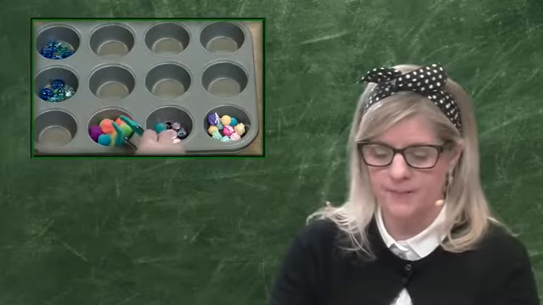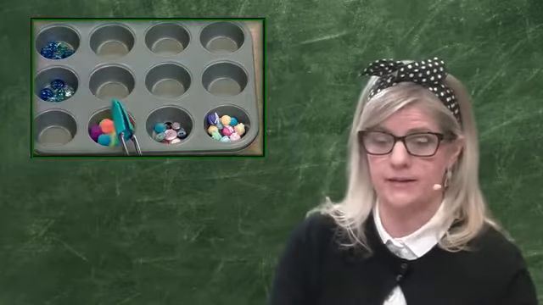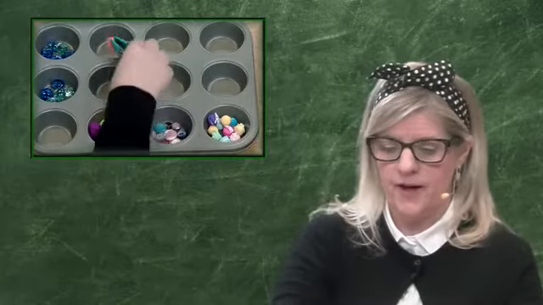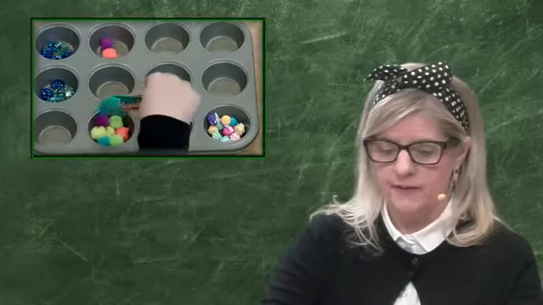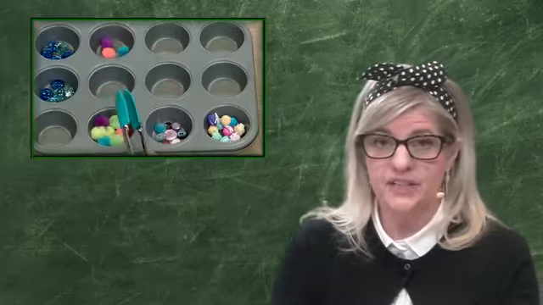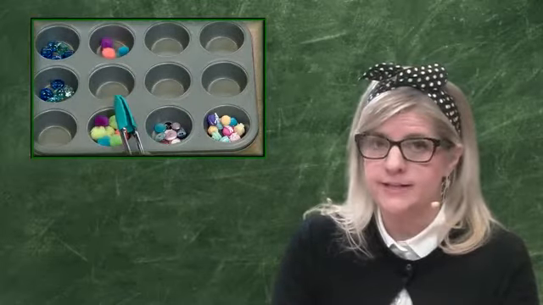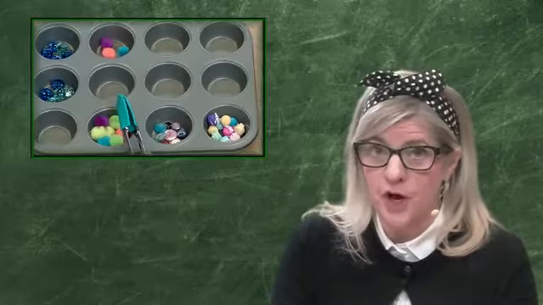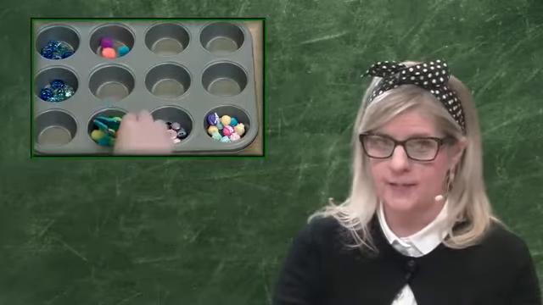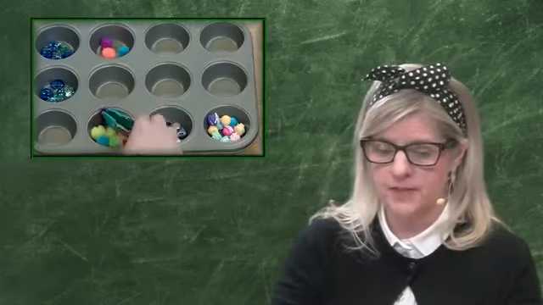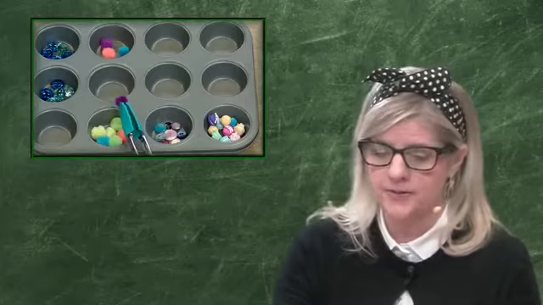Now I have some pom-poms. And I think this time I'm going to move them all the way to the end. 1, 2, 3. And I'll give you a hint. It's really important for your brain to count out loud when you're moving your objects. So I put those 3 pom-poms in there. Let's see how many are left. Remember, I'm separating items. There's still 10, but I'm making pairs.